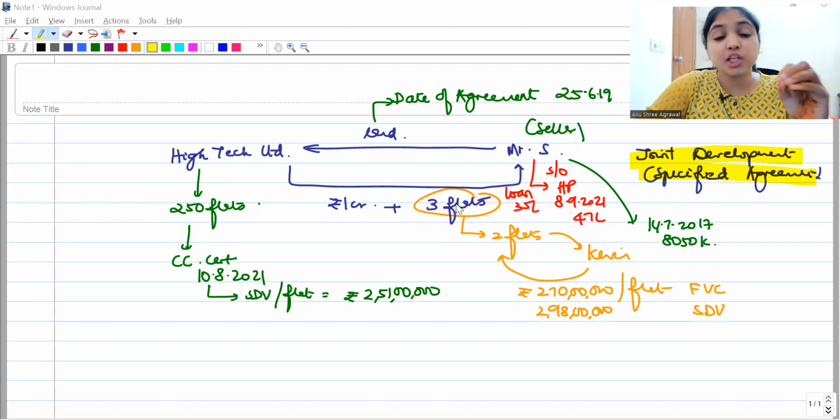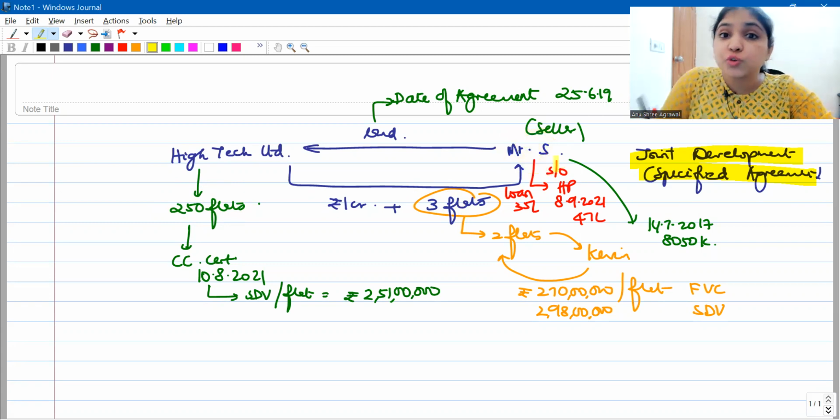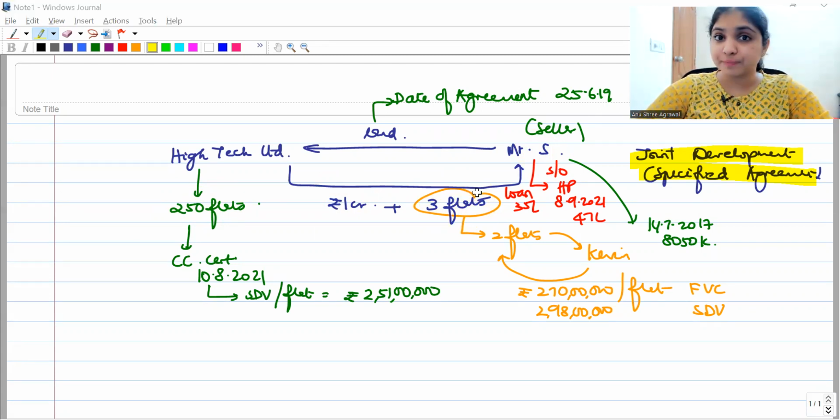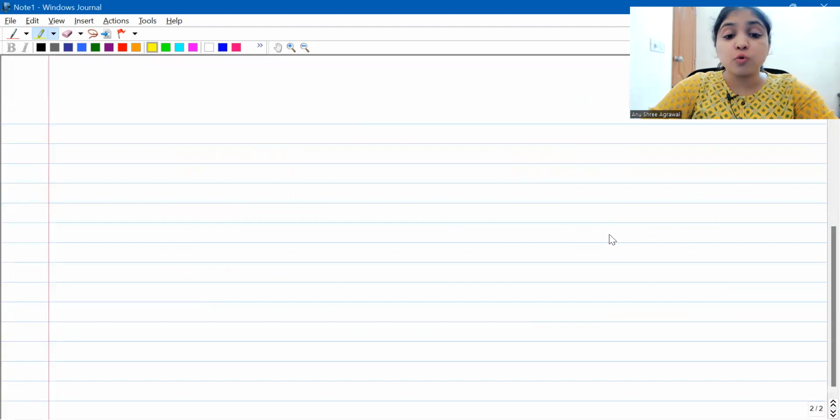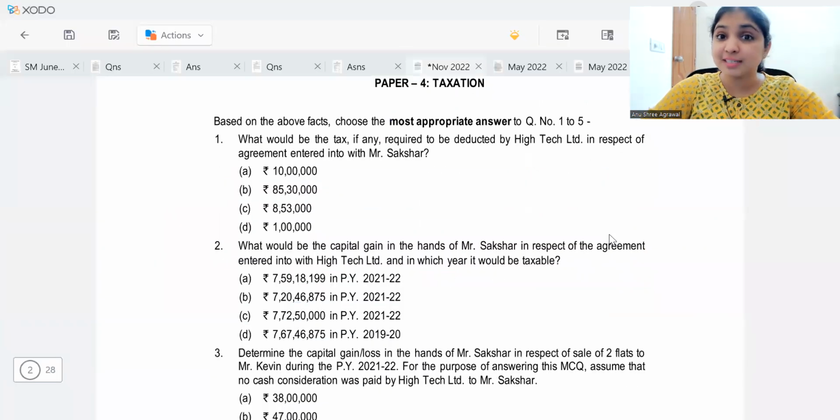In a specified agreement, the owner for sure gets a share in the new property. The owner, Mr. S, for sure gets a share in the new property with or without consideration in cash. This 1 crore rupees cash may or may not be received, but he does for sure get a share in the new property. Okay, and then they've given us a lot of information. They've given us information about the stamp duty value per flat. Out of 3 flats, Mr. Sakshar has sold 2 flats to Kevin and then he has purchased another house property. A lot of information is given to us in the question. Now let us go to the MCQs and let us see what exactly they have asked us.